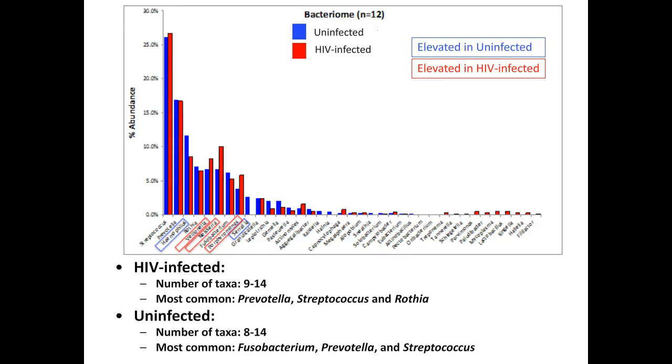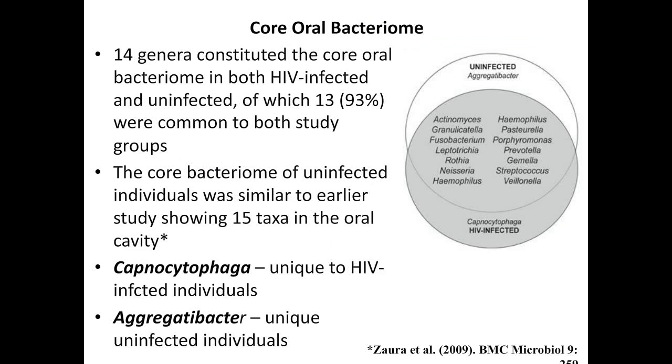So in general, we found between 9 to 14 taxa in the HIV infected, and they were predominantly Prevotella, Streptococcus, and Rothia, whereas in the uninfected, again a similar number of taxa in the oral cavity, but we had Fusobacterium, Prevotella, as well as Streptococcus. Now, we put in this Venn diagram to try to show you what sort of bacteria we found. And as you can see, in total, we found 14 genera, which constituted the core oral bacteriome.